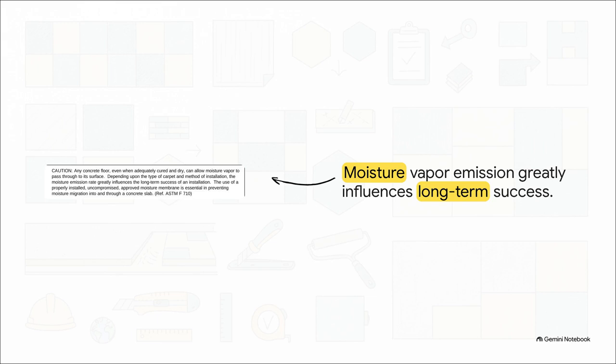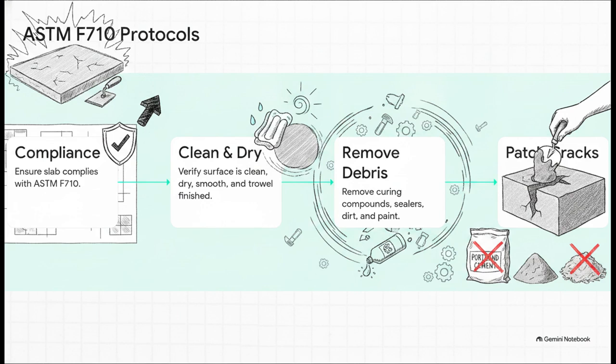If you don't test the concrete for moisture and alkalinity, that invisible vapor is going to slowly dissolve your latex adhesives right from the bottom up, and that leads to total, widespread failure. So, how do we fight back? Installers have to strictly follow ASTM F710 preparation protocols. Basically, this means the slab has to be structurally sound, clean, bone-dry, and completely free of dust, old paint, or any of those topical curing compounds that act like a bond breaker.